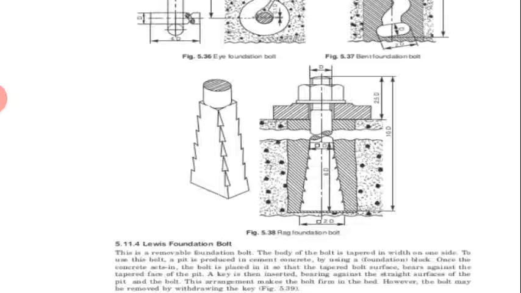A key is then inserted against the straight surfaces of the pit and the bolt. This arrangement makes the bolt firm in the bed. However, the bolt may be removed by withdrawing the key.